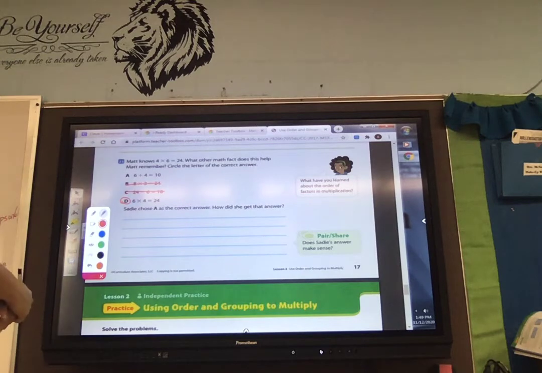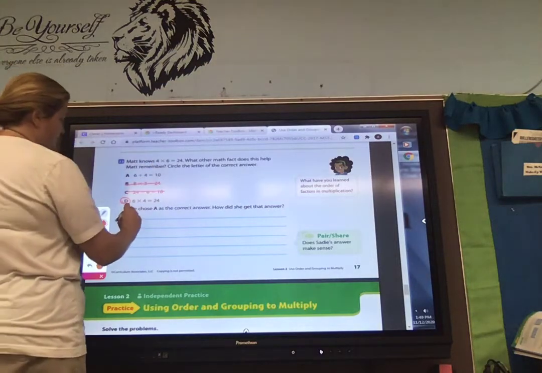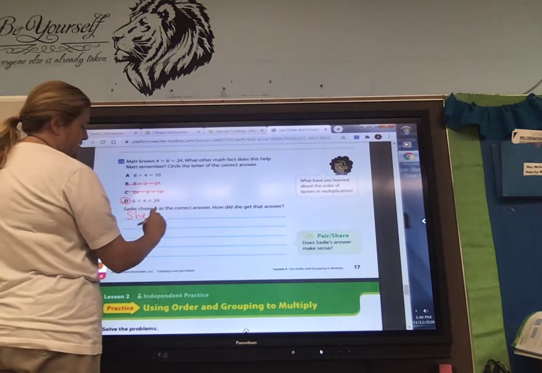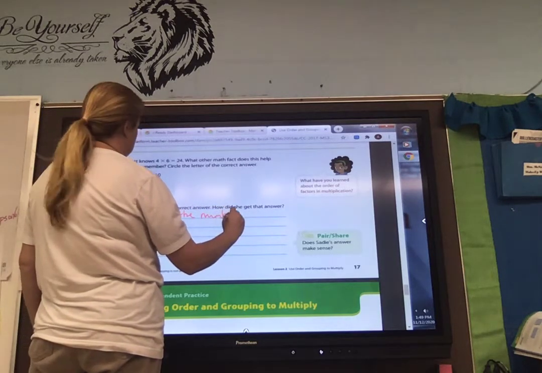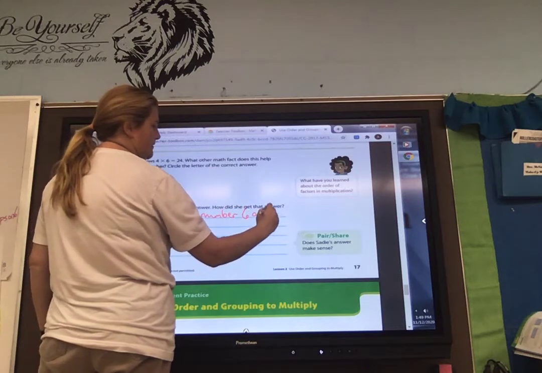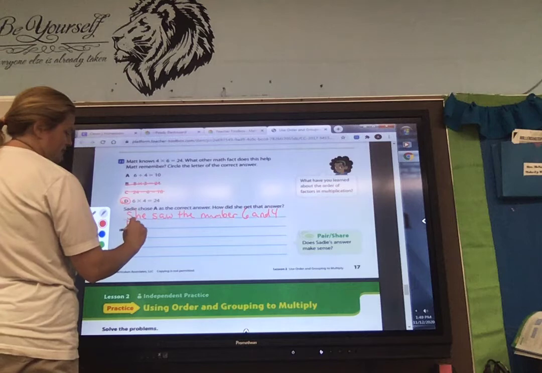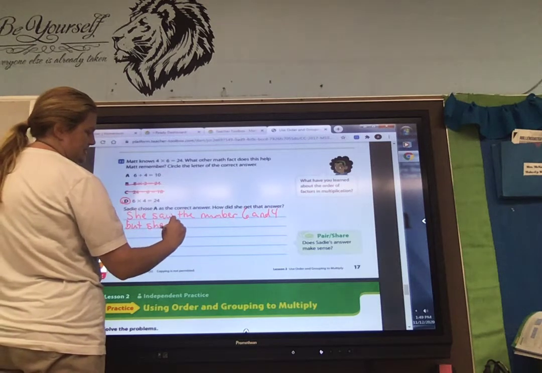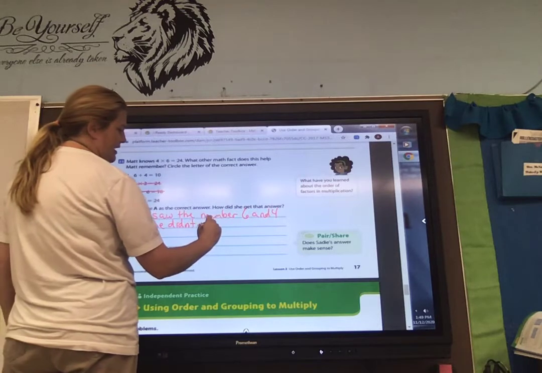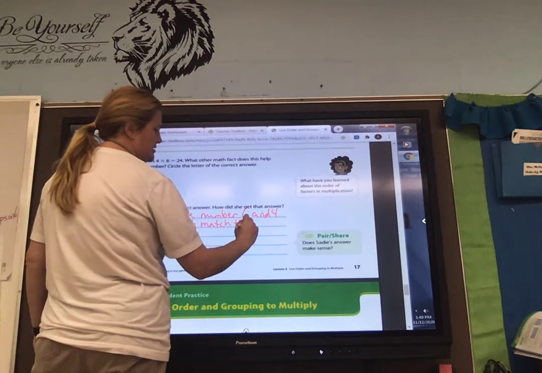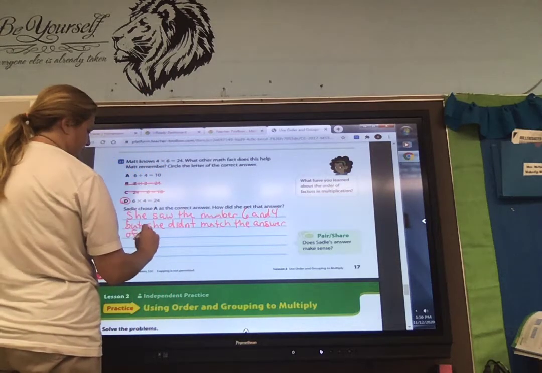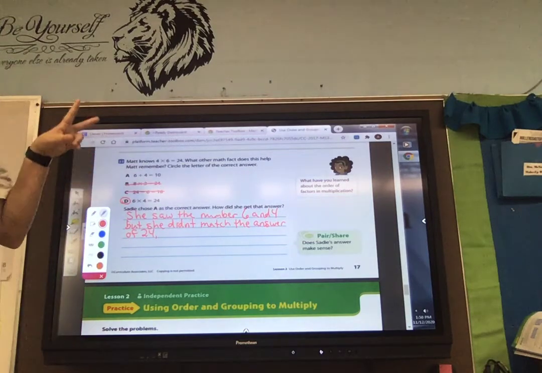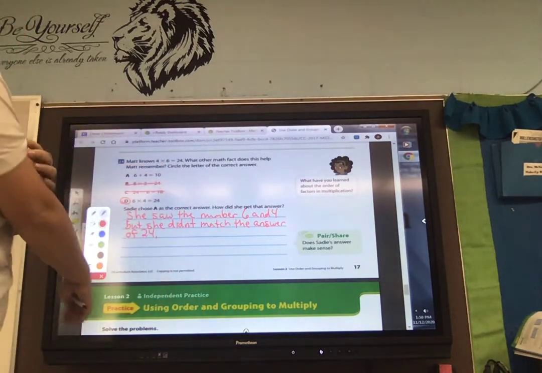How did she get A? Why did she think that's going to help us with 6 plus 4? Well, it's because it's the same numbers, isn't it? She saw the numbers 6 and 4, but she didn't match the answer of 24, did she? She got the same two factors. She also picked addition instead of multiplication.